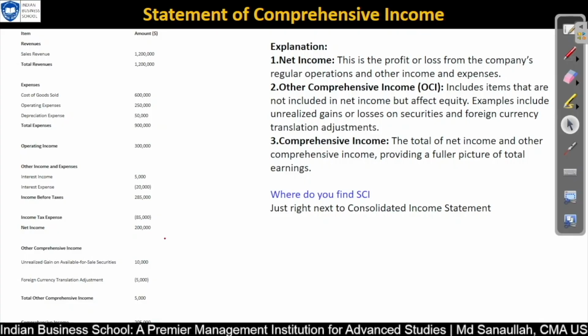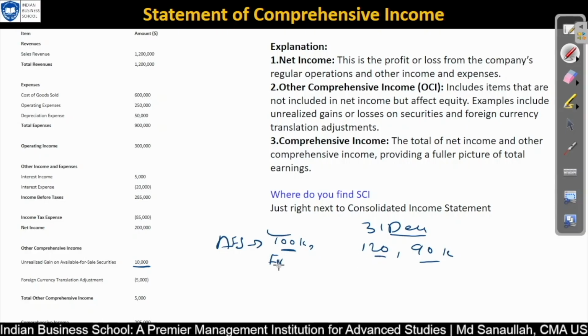If you have an unrealized gain on AFS, suppose you purchased it for 1000k, and at the end of the particular period your asset has some value, either it becomes 1020k or maybe it becomes 990k. If the current fair value is higher than the purchase value, that 20k will come in as a positive. That will increase your comprehensive income, and the impact will also go to the equity section of the balance sheet.